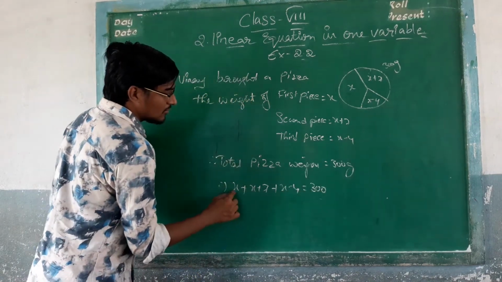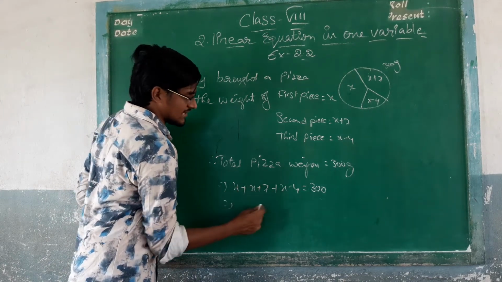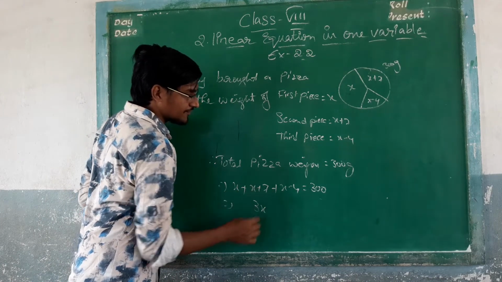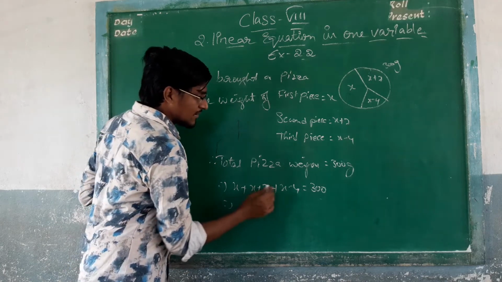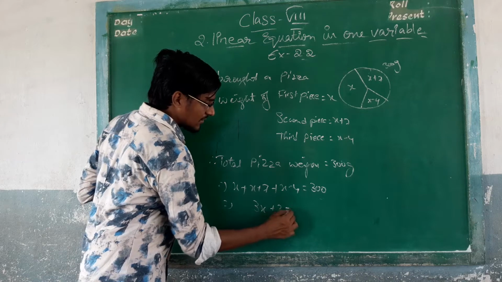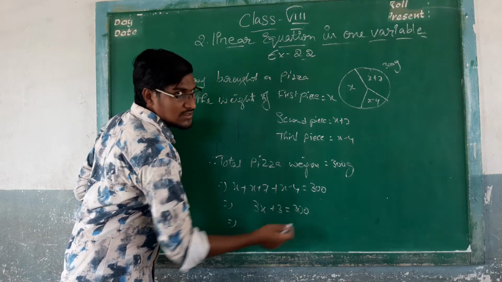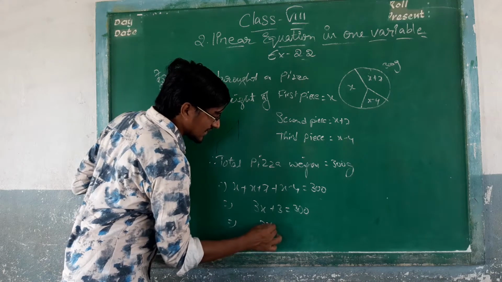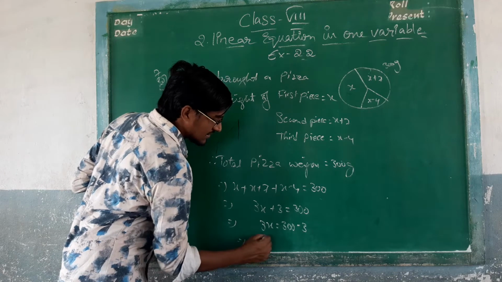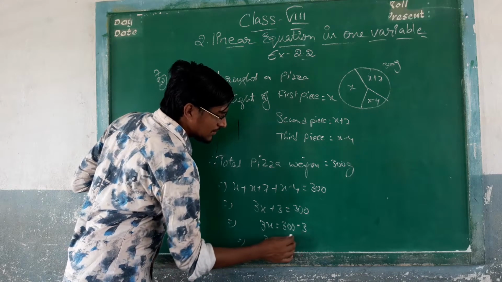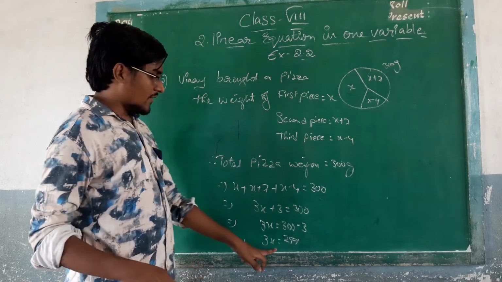That implies we have to add the variables here. x plus x plus x, 3x. 7 minus 4, plus 3, equal to 300. That implies move this plus 3 to the right hand side. 3x equal to 300 minus 3, that implies 3x equal to 297. So we want the x value.